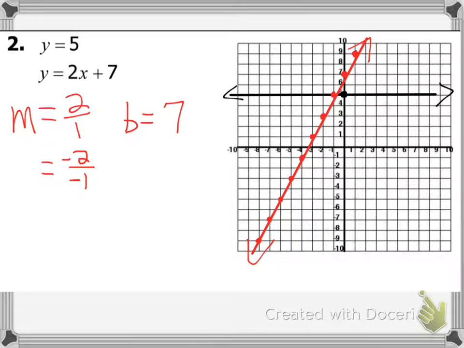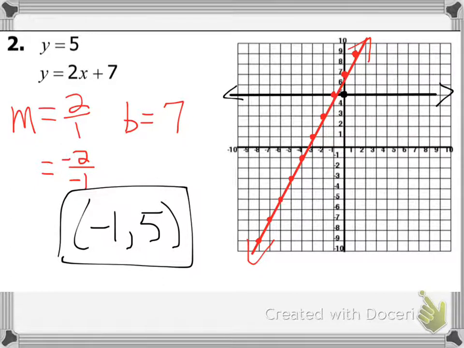So, what is my solution here? Sorry, my line's not completely on my dots. But where would they be intersecting? -1, 5. Any confusion on where I'm getting the ordered pair, that is my answer. See that one right there. Questions on number 2? We okay? All right.